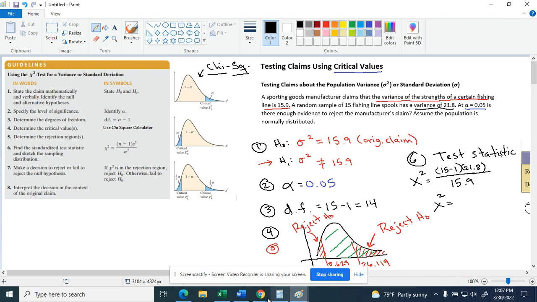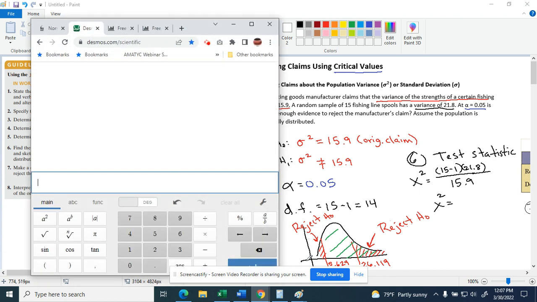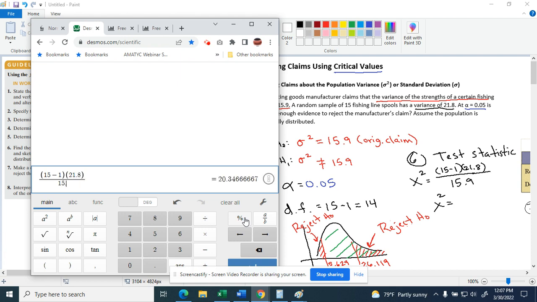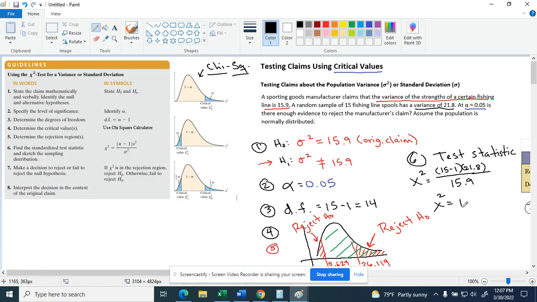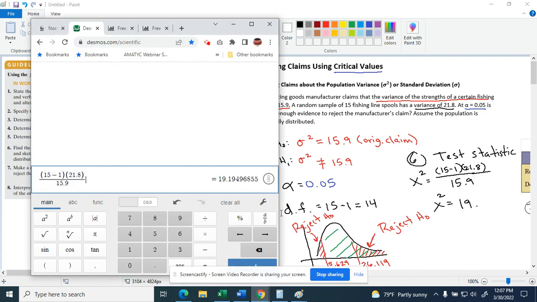That's what I'm going to do. Let me get my decimals calculator. And I'm going to type exactly what I wrote there by hand. So 15 minus 1, close the parentheses, times 21.8, everything over 15.9. And you can see that my test statistic chi-square is 19 point, where did it go, my calculator? I'm going to round to 3 decimal places, 19.195.